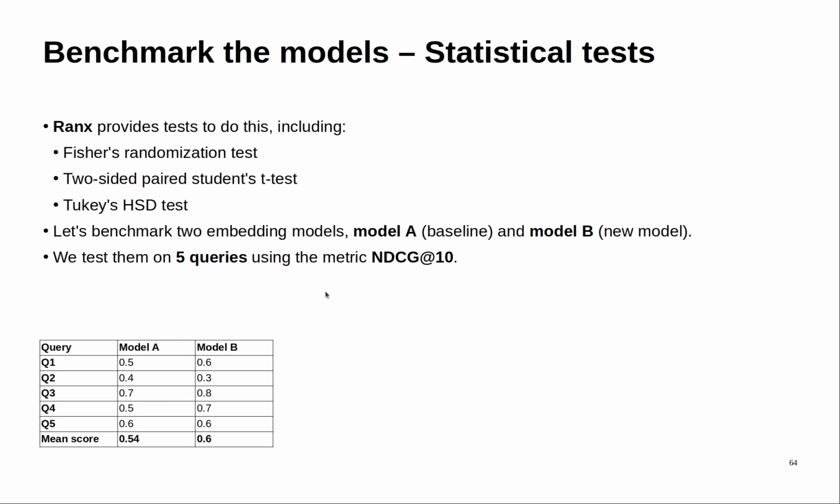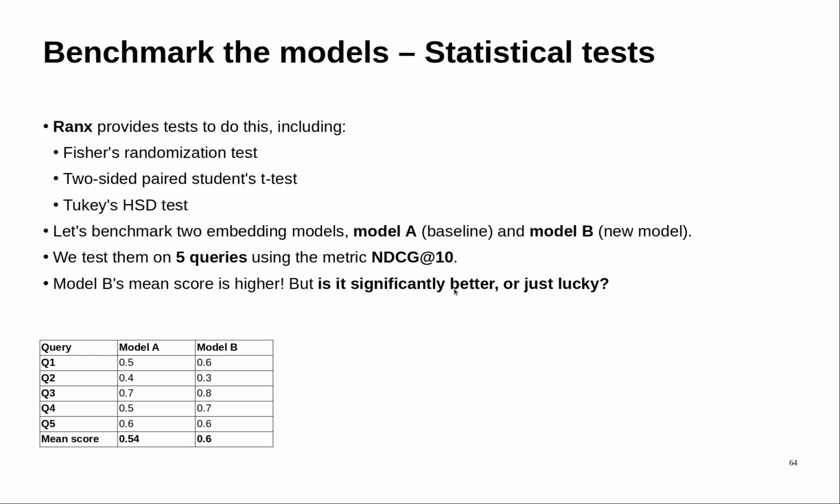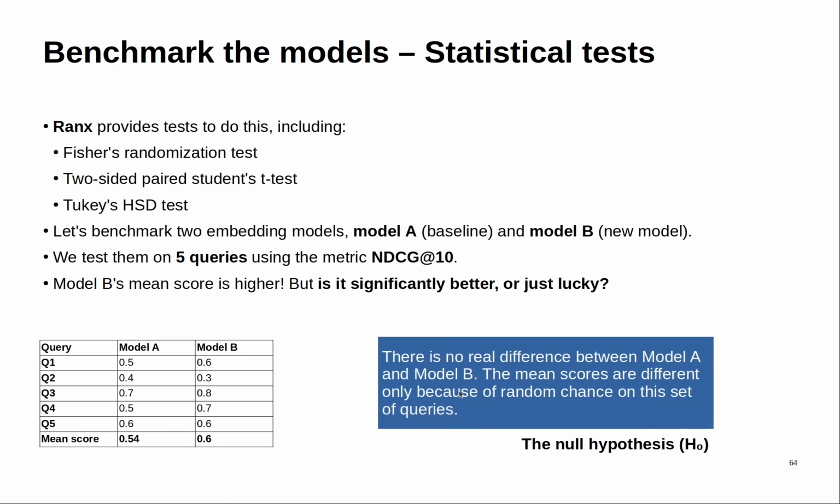But the question is, is this difference significant, or did model B just get lucky in this test? Again, we are going to put forward the null hypothesis, and it says that there is no real difference between the 2 models, and the difference that we are seeing in the table is due to random chance. So our goal is to see if we have enough evidence to reject this claim.